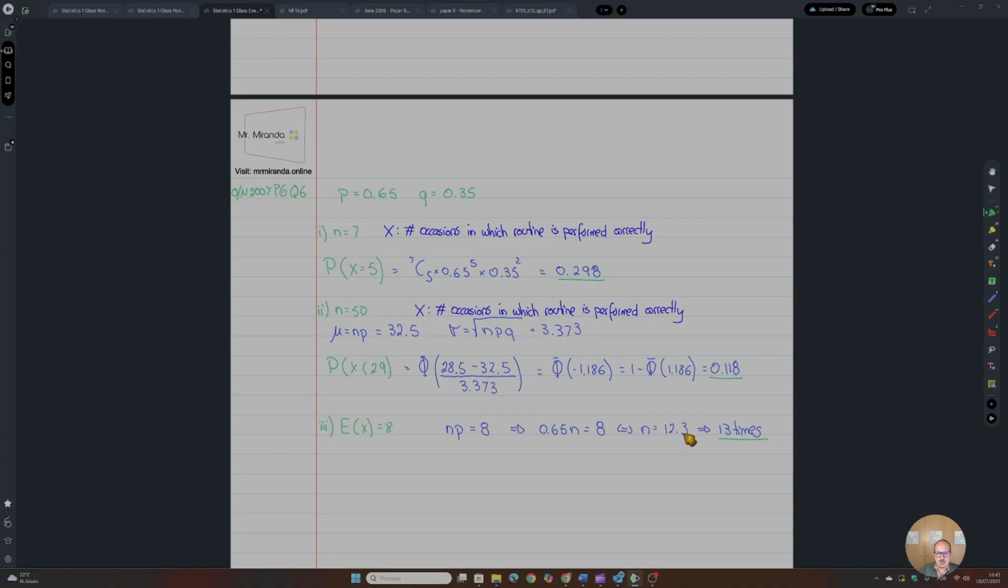So the minimum number of times for her to be following these conditions is going to be 13 times. 12 is not going to be enough. It's going to be 13 times. Last question.